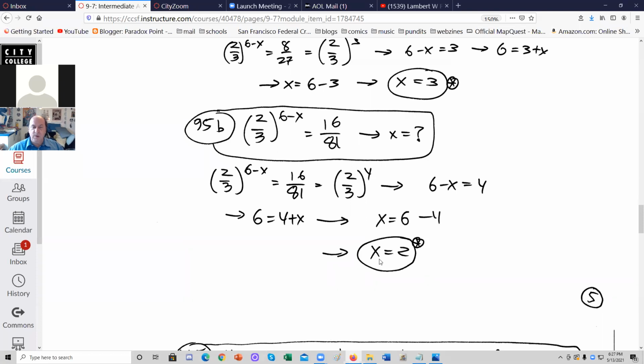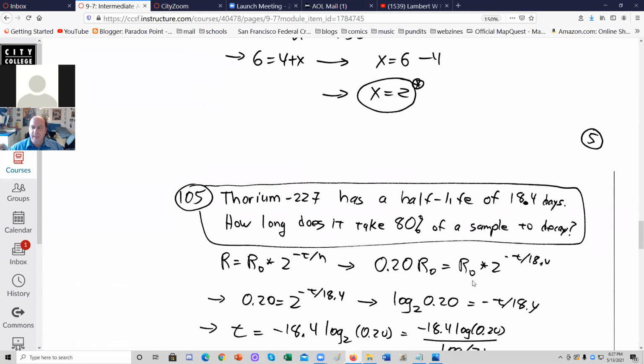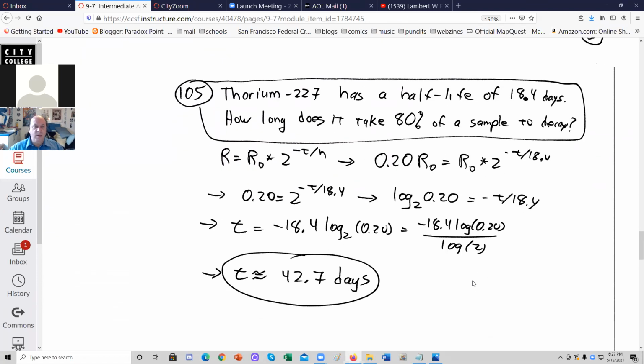So x equals 2. All right, so the first one is solved by x equals 3, and this one is solved by x equals 2. Now we'll end off with a couple of half-life problems.